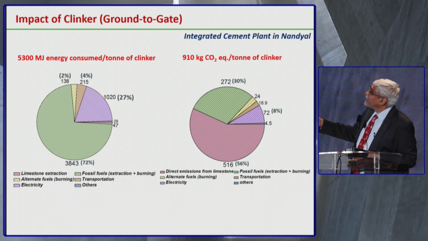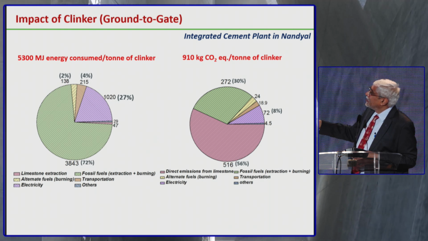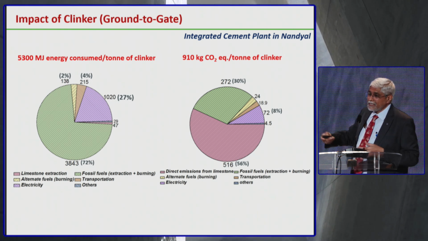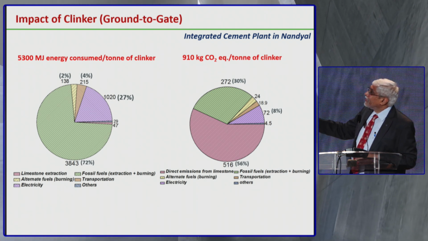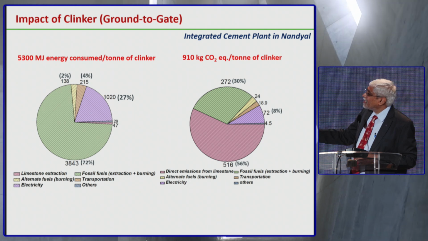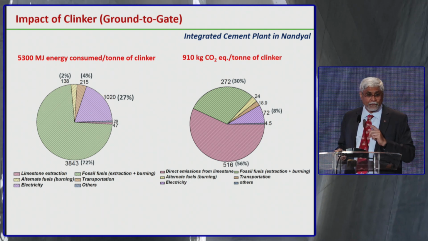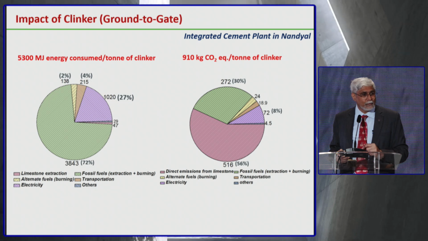Other than that, you see that the fossil fuels, when we burn the fossil fuels, we emit a lot of CO2. So that is about 30%. So here we can do a lot by changing the amount of fossil fuels, the type of fuel. If we change it, then that will become better.